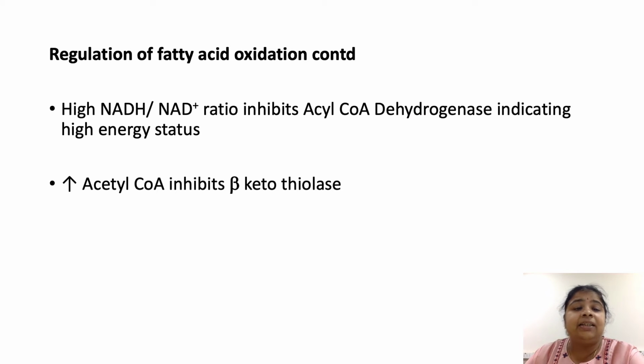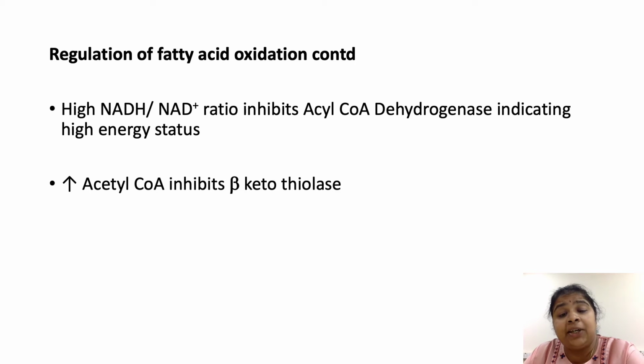The other way of regulation is based on energy needs in the cell. If there is a high NADH to NAD ratio, this signals that there is enough energy and we are not utilizing the energy that is being produced. So a high NADH to NAD ratio inhibits acyl-CoA dehydrogenase, and beta oxidation in turn will be inhibited.